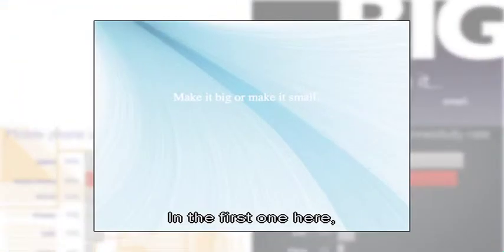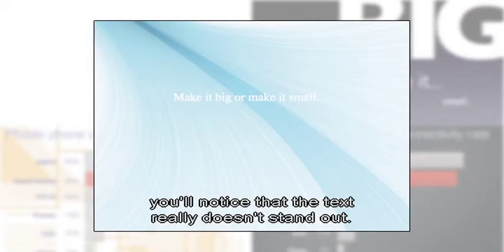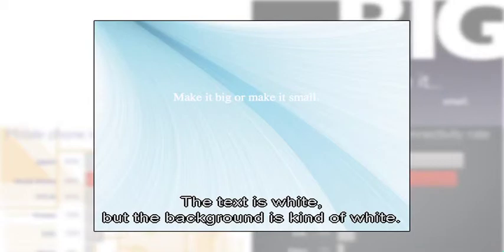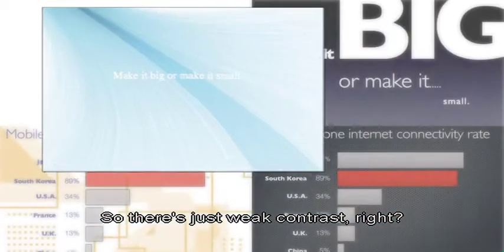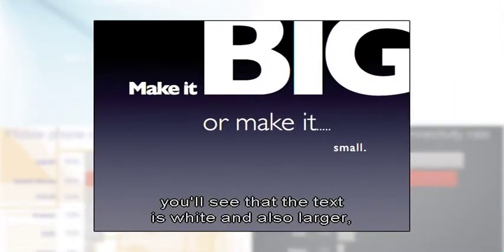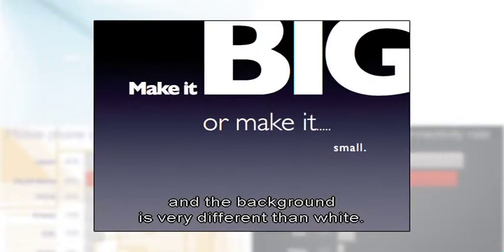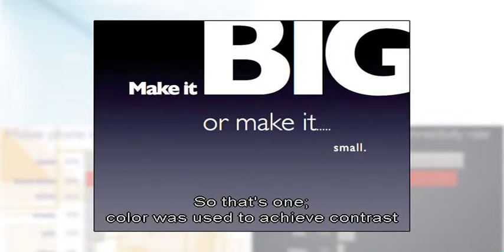And the first one here, the blue background, you'll notice that the text really doesn't stand out. The text is white, but the background is kind of white, so there's just weak contrast, right? If you look at the next one, you'll see that the text is white and also larger, and the background is very different than white. It's almost black. It's a very, very dark gradient. So that's one. Color was used to achieve contrast, but also size.